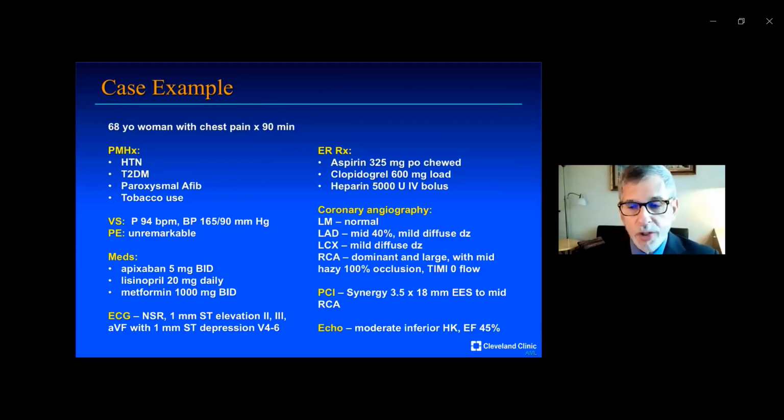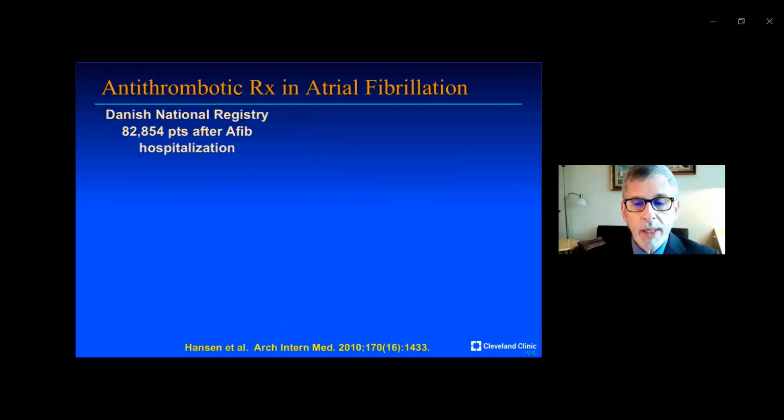So this case illustrates a common dilemma we're faced with: the convergence of atrial fibrillation and the need for oral anticoagulation, and the subsequent need for antiplatelet therapy because of placement of a coronary stent. We don't expect the anticoagulants to be protective alone against the risk of stent thrombosis. We certainly know that combinations of antithrombotics do increase the risk of bleeding.